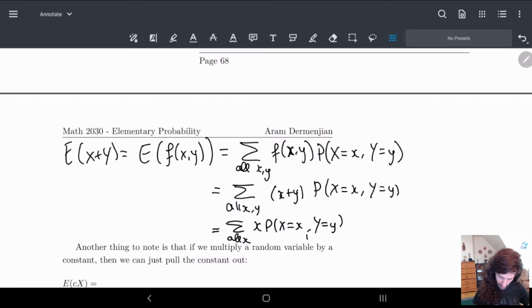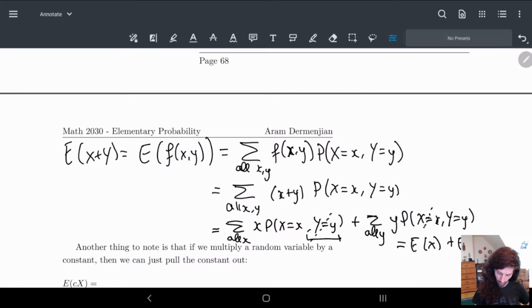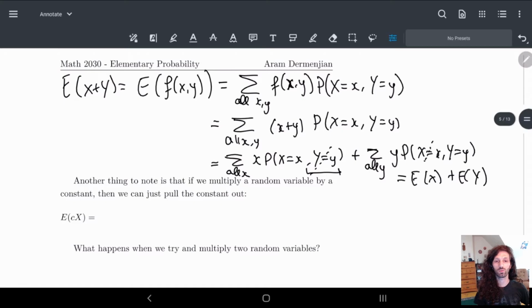Notice how in this case, this part just goes away by the law of total probability, so we don't really need to look at this. This is basically invisible. And then on the right hand side, we sum over all y p of x equals x, y equals y. And again, since we're summing over everything, this x equals x kind of disappears. And so we end up getting the expected value of x plus the expected value of y. This is just a little proof of why this happens. I don't expect you to memorize it, but it's a nice thing to note.